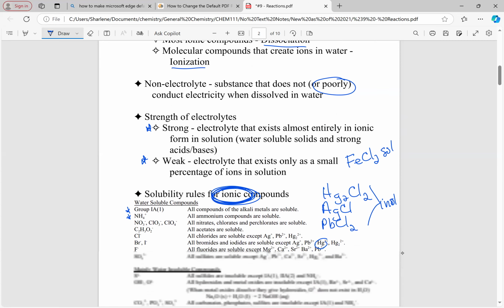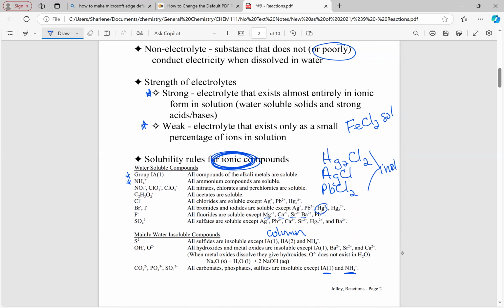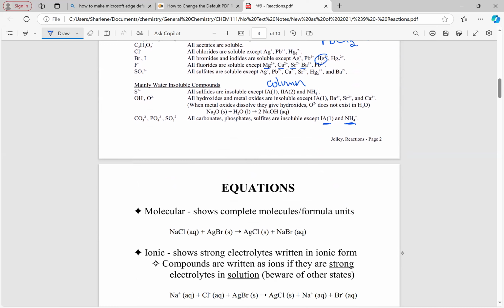How are you going to know whether they dissolve 100% or not? We're going to use our solubility rules, and these are on your reference sheet on the green pages, and then we would work through whichever compound is given to us.